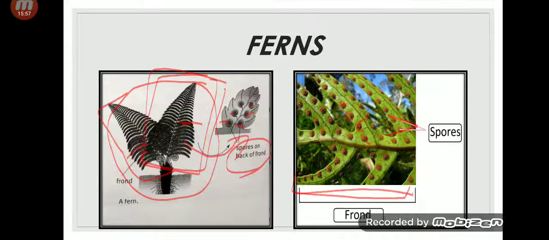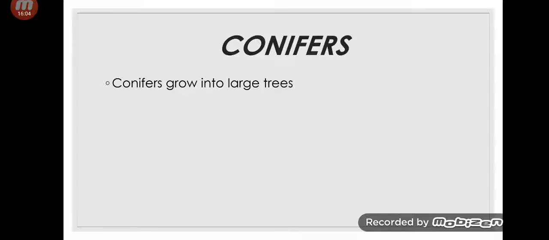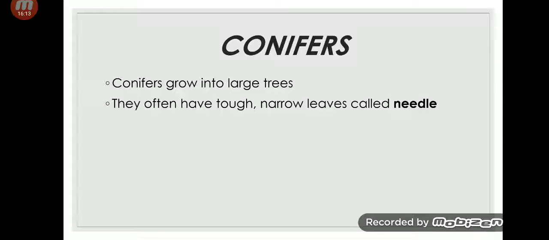Now we will proceed toward the third group of plants, that is conifers. Conifers grow into large trees. Conifers are not small plants, they are trees. They often have tough, narrow leaves called needles. I will show you a picture in which you can see how narrow and tough their leaves are. So their tough and narrow leaves are called needles.